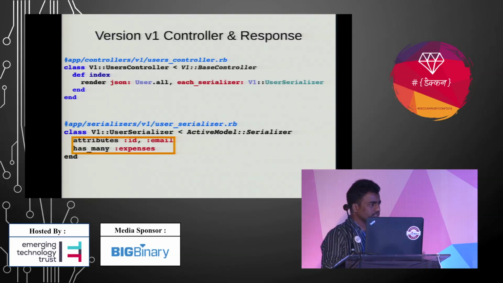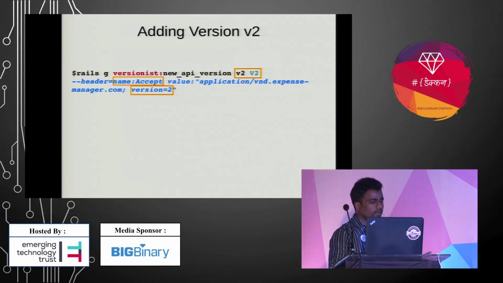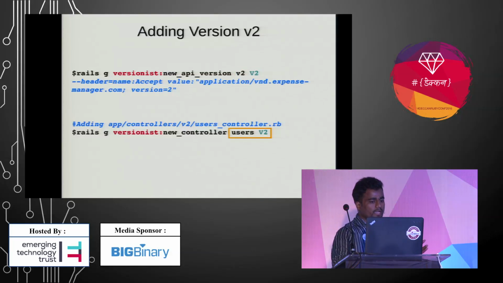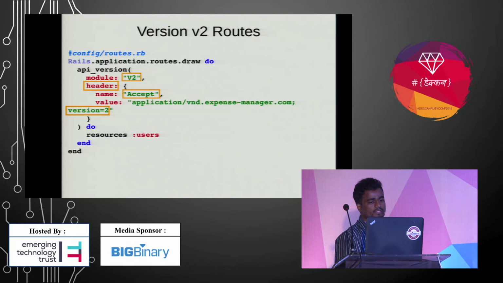So let's add version 2 to the APIs with similar looking commands but updated options, and one controller in the version 2 module with a similar command. After that, your routes will look something like this, with a separate block for module V2 and the same strategy, and the resources for version 2.